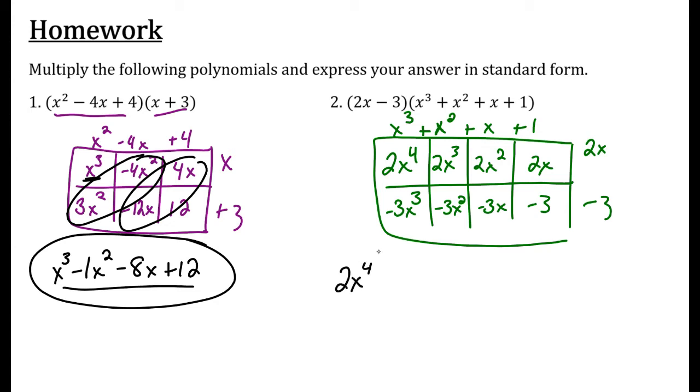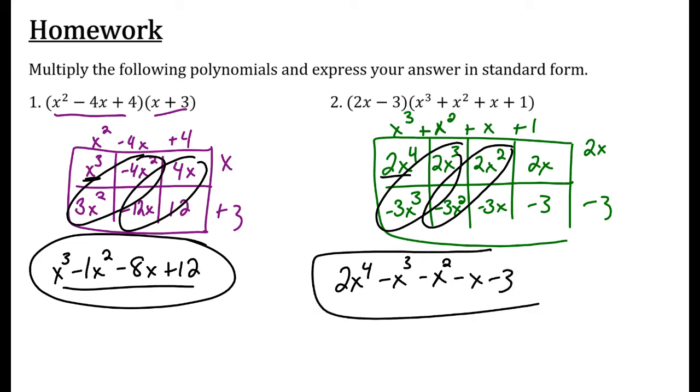That's my only x to the 4th term. Those are my x cubed terms. How many of them do I have? 2 minus 3 is negative 1x cubed. 2x squared minus 3x squared is negative x squared. 2x minus 3x is negative 1x minus 3. So that's my final answer there. That's my product written in standard form.